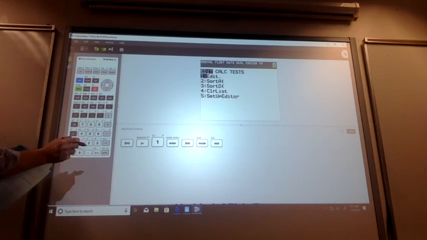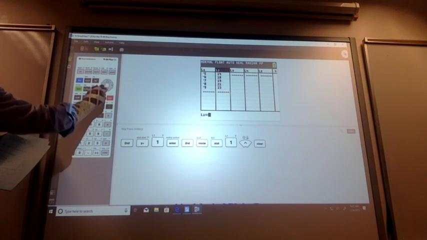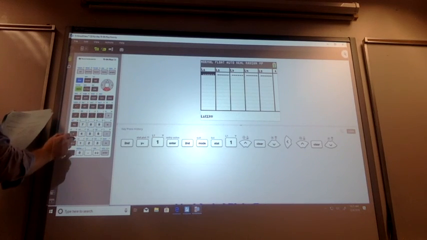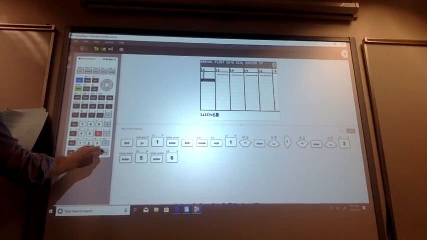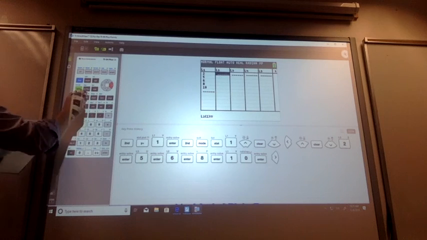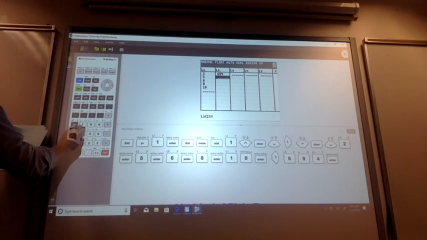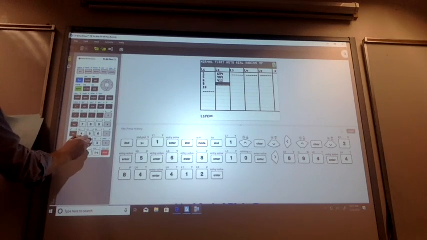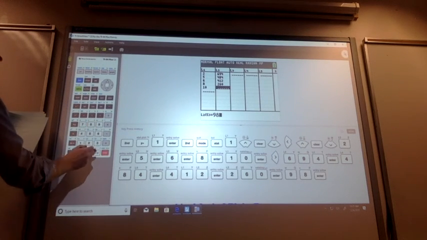It's stat, and then edit, and then I need to clear these out. So go up and hit clear, and go over and up and hit clear. And so number of days is going to be 2, 5, 6, 8, and 10. Yes? And then list 2 is going to be the 694 and the 484 and the 412 and the 260 and the 98. Is my data right?